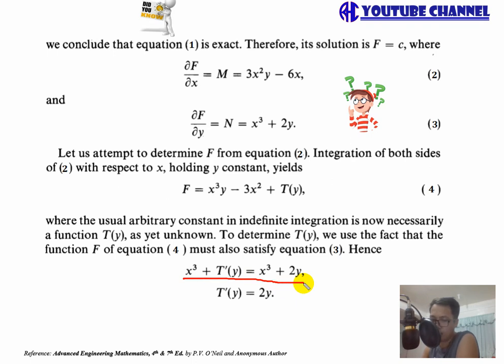x cubed plus t prime of y is equals to x cubed plus 2y. Then, simplify natin. Yung x cubed, pwede natin i-cancel. Then, ang mga titira is t prime is equals to 2y. Okay, para makuha natin yung t of y, kailangan natin mag-apply ng integration. So, therefore, t of y is equals to ito. So, magiging 2y squared over 2. So, ayan. So, magiging y squared. So, ito na yung value ng t of y natin.